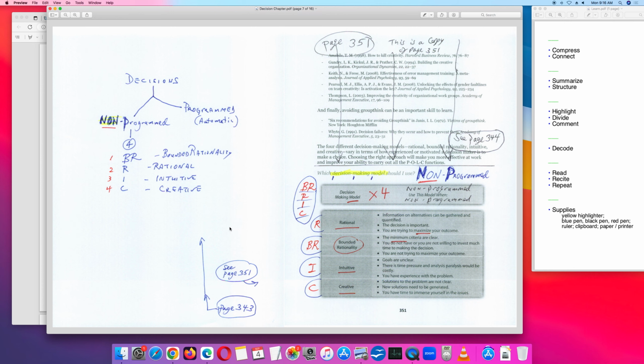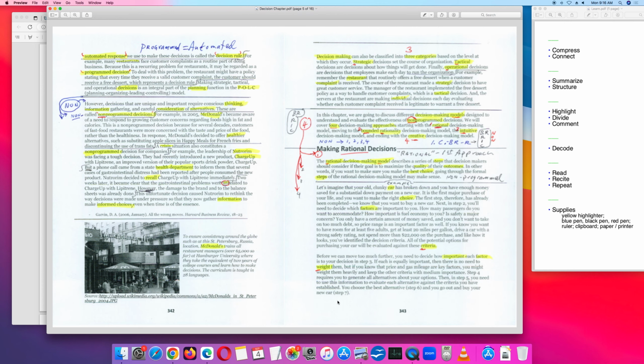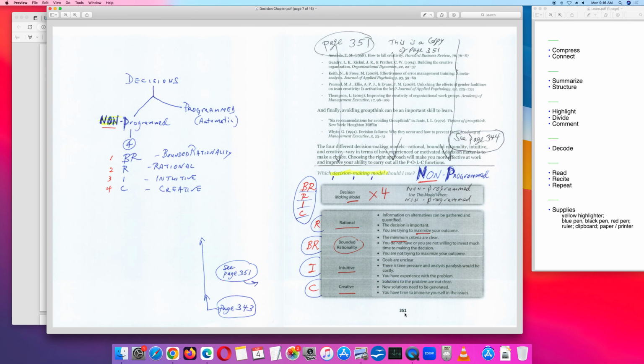Now, then I flipped ahead, and this is page 343, but I found on 351 there was a very useful table that summarized the BRIC, and then I wrote here non-programmed, so it's important. Decision-making model, non-programmed. There are 4 of them: BRIC, bounded rationality, rational, intuitive, and creative. This was on page 351.